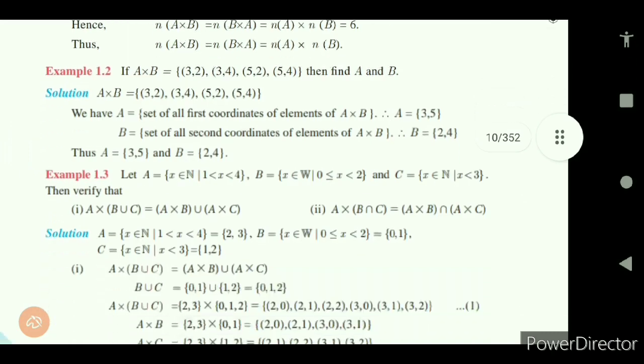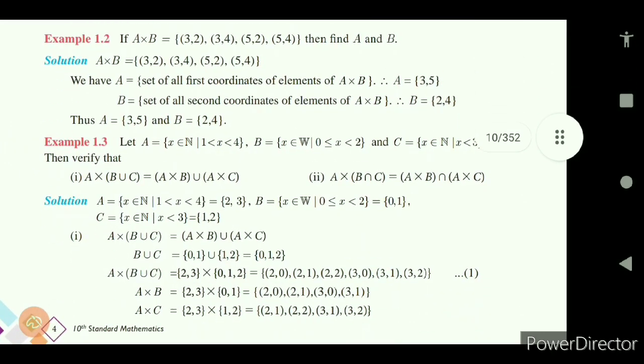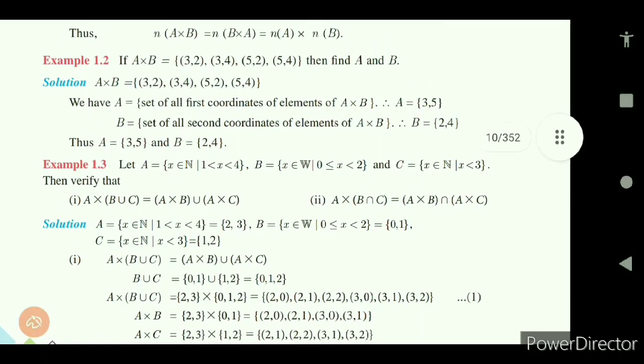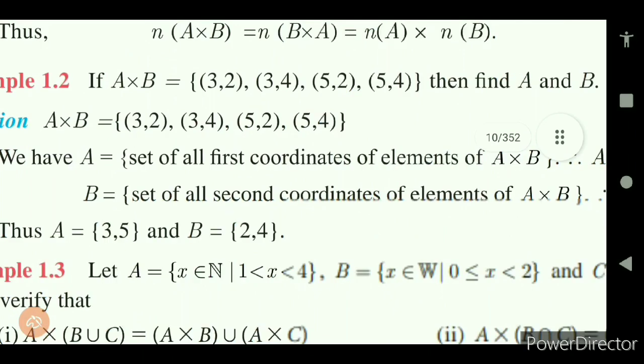Example 2. If A cross B is equal to 3 with 2, 3 with 4, 5 with 2, and 5 with 4, then find A and B. In this question, they have given an answer, and we are going to find the elements in set A and elements in set B. So A cross B, we will get as 3 with 2, 3 with 4, 5 with 2, 5 with 4.